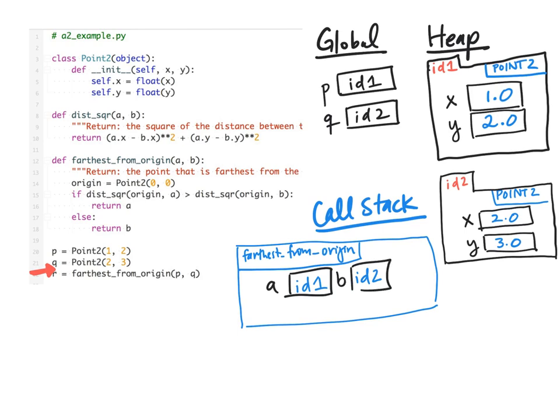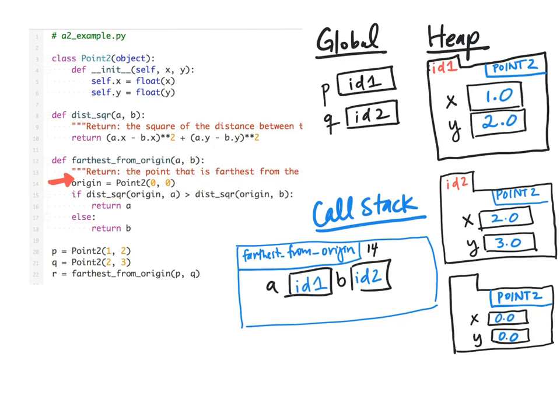And now we're ready to begin the execution of the function farthest from origin, beginning at line 14. Line 14 is our third call to the point2 constructor, and so we should be very familiar at this point with the fact that it's going to create a new point2 object with x and y coordinates 0.0, and we're going to create a local variable origin inside the call frame whose value will be the identifier of this new object. We have now finished executing the instruction on line 14 and can move on to line 15.